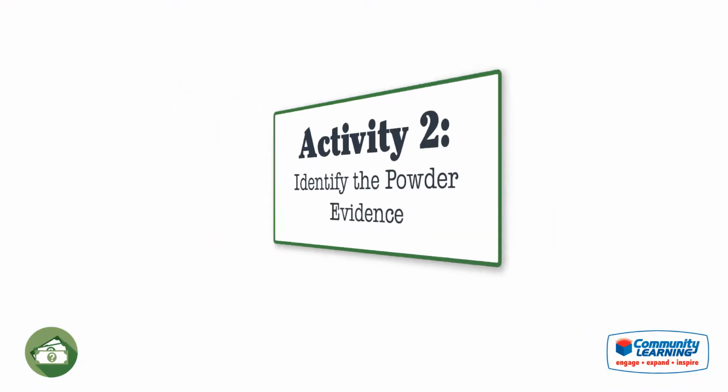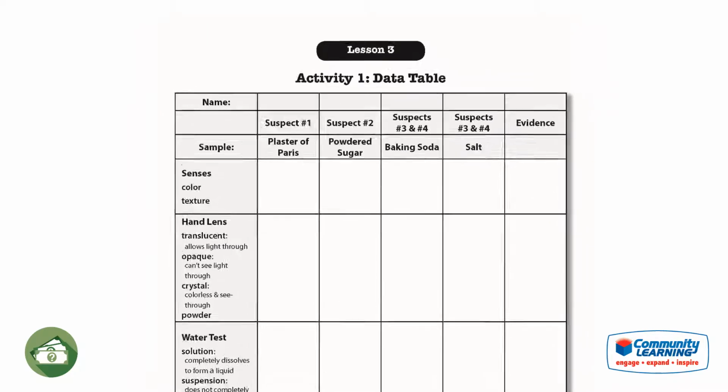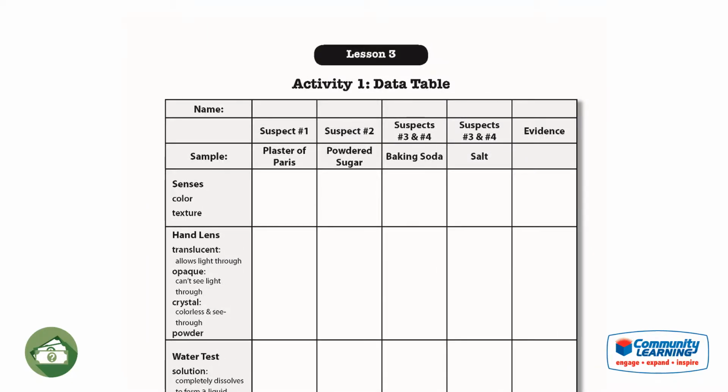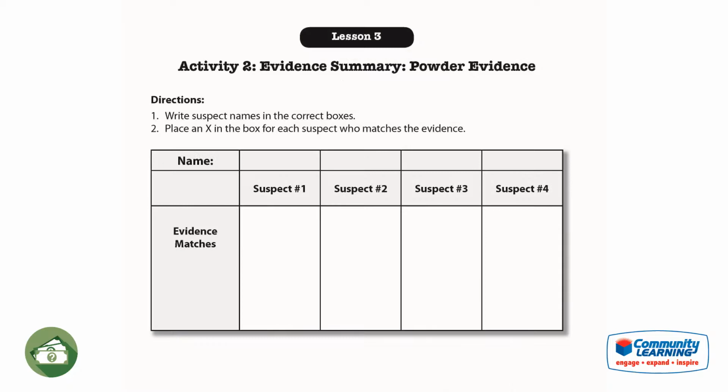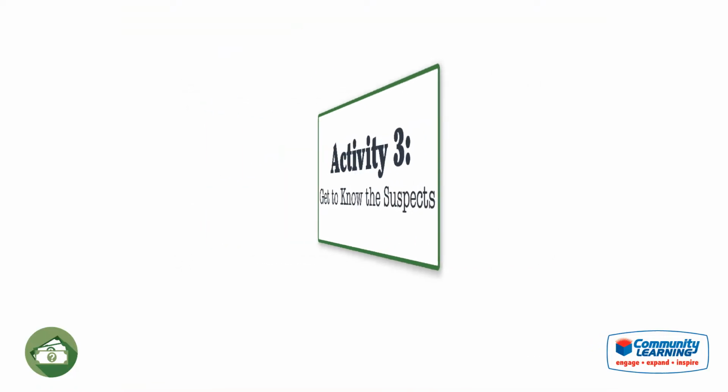Activity 2. Identify the powder evidence. Students will make observations and run the tests on the powder found at the crime scene. They will record this information in the last column of the datasheet and compare the results to determine what the crime scene powder is. They will use their information to determine which suspect's powder matches the evidence found at the crime scene.